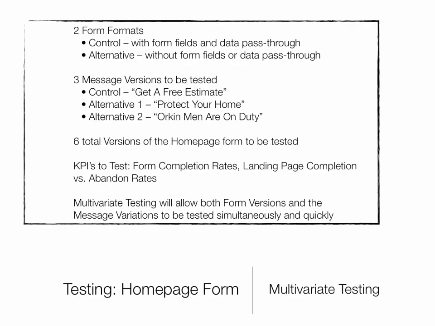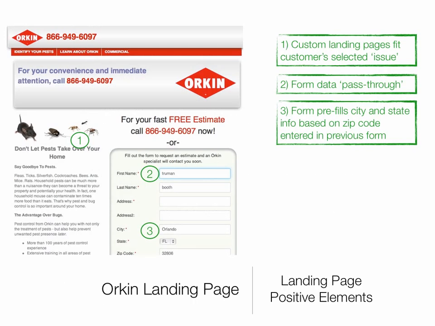So with multivariate, all of these elements, and you can see the combination of elements also that will work together in the best way possible to optimize your completion rates and your landing page completion. Those that lead to landing page completion rates that are good and abandon rates that are decreased. So that's how you would test for those initial changes.